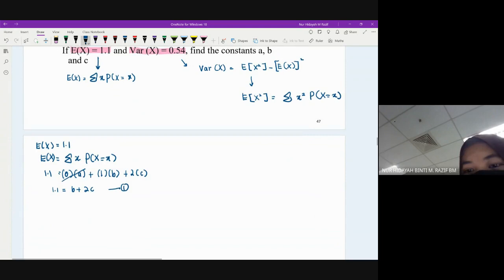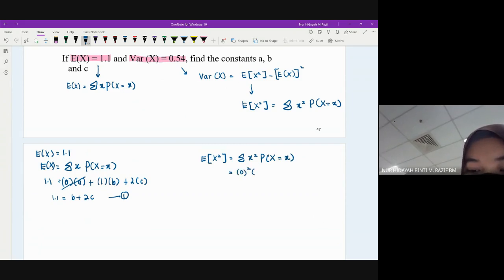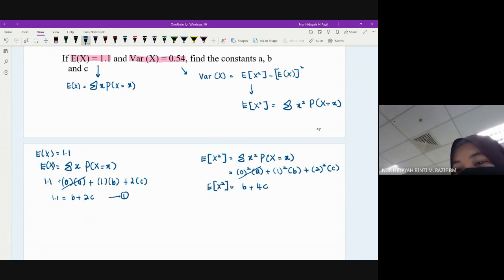Okay, next let's take a look at expectation of x kuasa 2. This will be equal to the summation of x squared times the probability x is equal to x. So I'm going to have here 0 square times A plus, okay, and then I have 1 square times B plus 2 square times C. So yang ni saya tak tahu nilainya apa. It is still expected value of x kuasa 2. So this one will still disappear. And I have B tambah 4C. Okay, this is the expected value of x kuasa 2. So why do I need to find this?